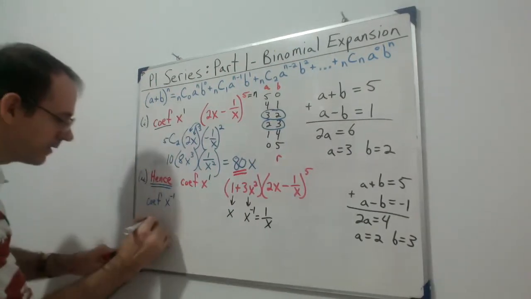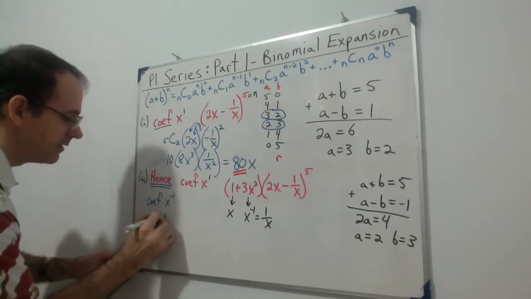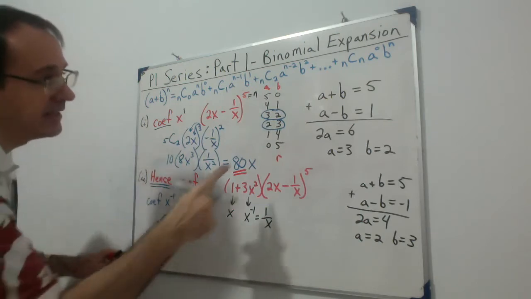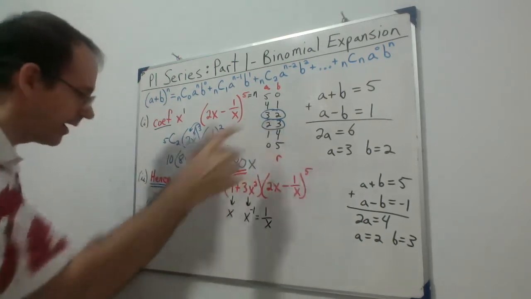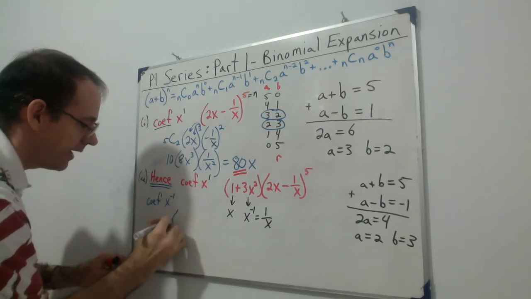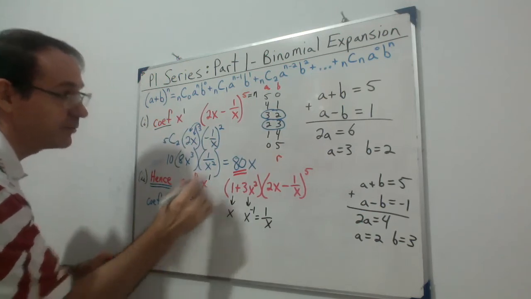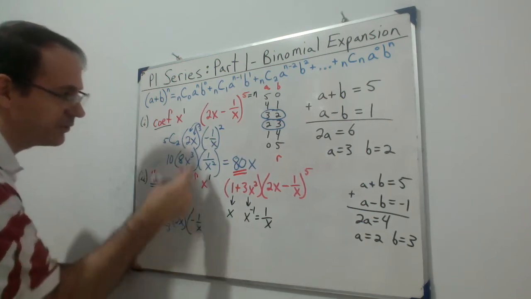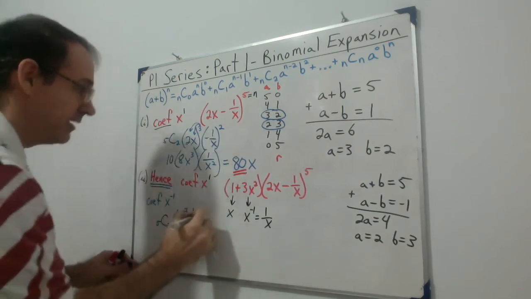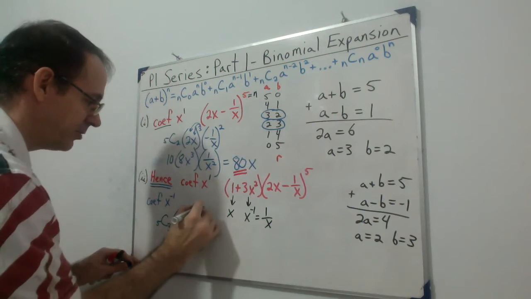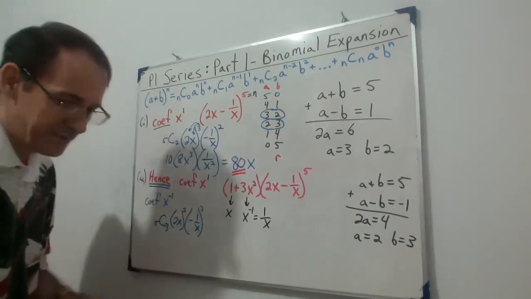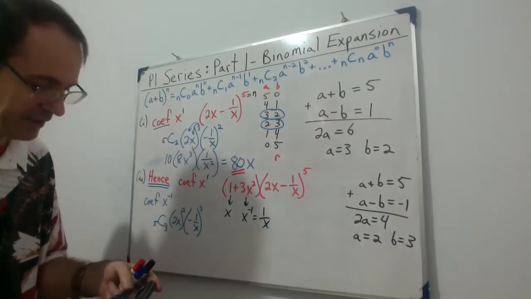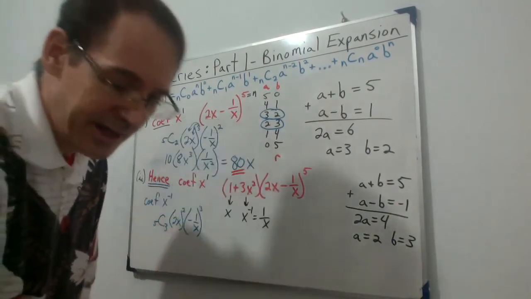And we're going to get 5. Remember, that's the n. 5c3, that's the r. And our a is 2x. This one is to the 2 power. And our negative 1 over x, or if you want to use the x to the negative 1, it doesn't matter. This is our cube. So 5c3, I believe that was also 10. 5c3 is our 10 also.